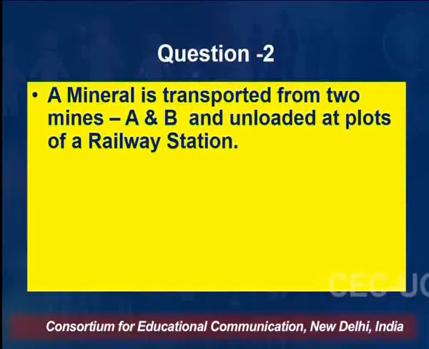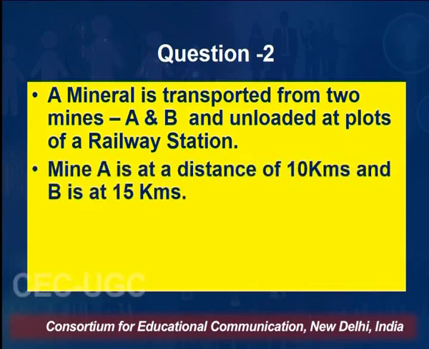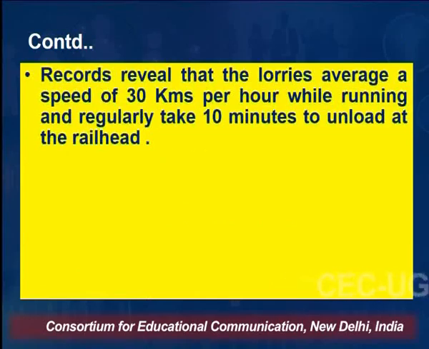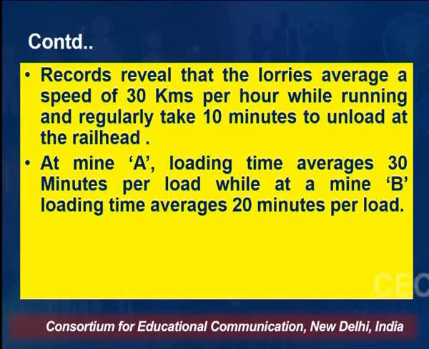A mineral is transported from two mines, A and B, and unloaded at the railhead of a railway station. Mine A is at a distance of 10 kilometers and B is at 15 kilometers from the station. You have a fleet of lorries of 5 ton carrying capacity, used for transport of minerals from the mines. Records reveal that lorries average a speed of 30 kilometers per hour while running and regularly take 10 minutes to unload at the railhead. So they are taking 10 minutes in unloading.